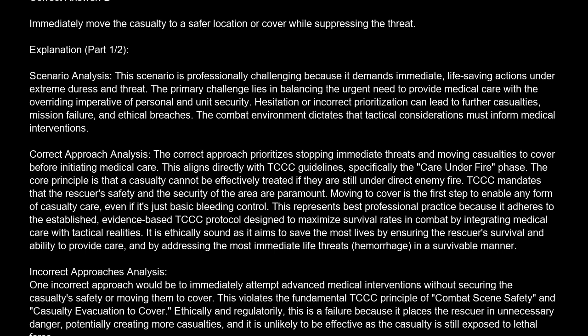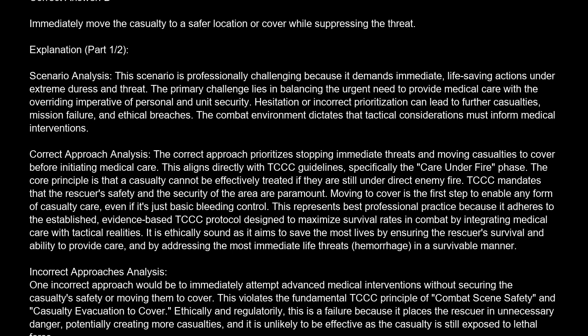Explanation. Scenario analysis. This scenario is professionally challenging because it demands immediate, life-saving actions under extreme duress and threat. The primary challenge lies in balancing the urgent need to provide medical care with the overriding imperative of personal and unit security. Hesitation or incorrect prioritization can lead to further casualties, mission failure, and ethical breaches. The combat environment dictates that tactical considerations must inform medical interventions.